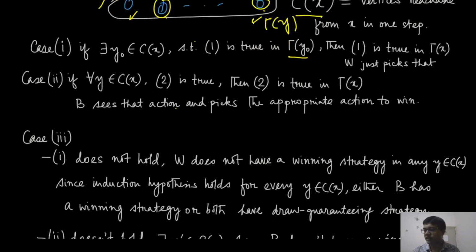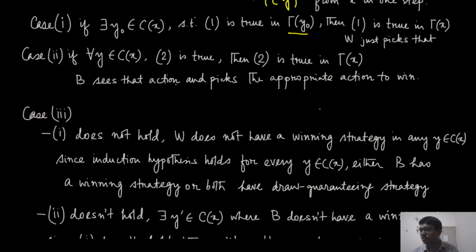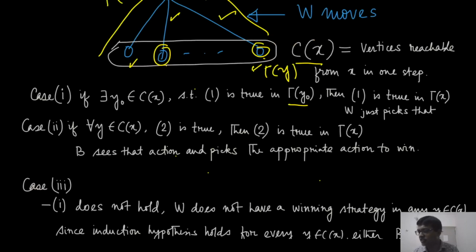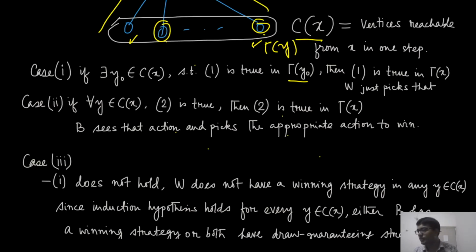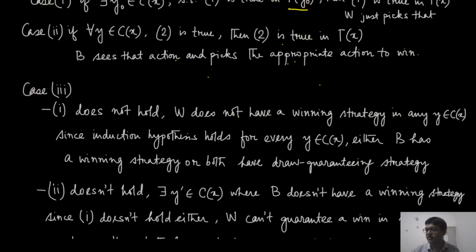Now case 3 is the most interesting case, where 1 does not hold. So what can we say? If we negate the statement of case 1, then for all the vertices, all the game situations y in Cx, white does not have a winning strategy. That is the statement. Now, since the induction hypothesis holds for every y in Cx, either black has a winning strategy or both have draw-guaranteeing strategies. That is what the induction hypothesis means.